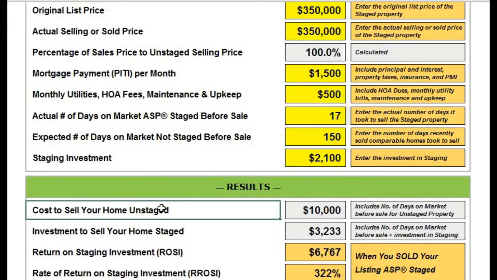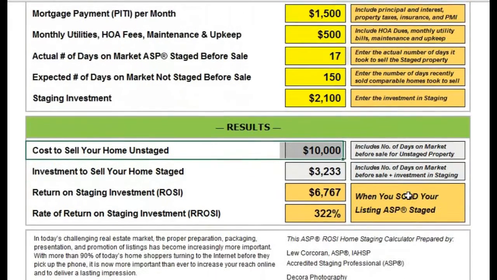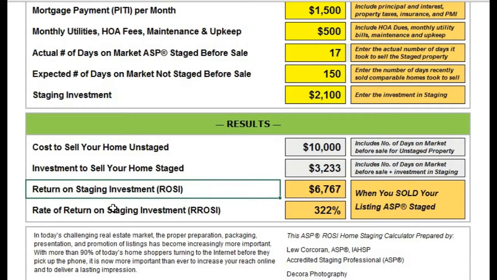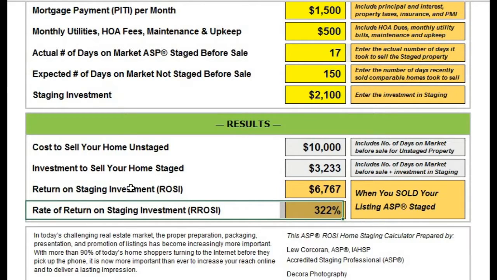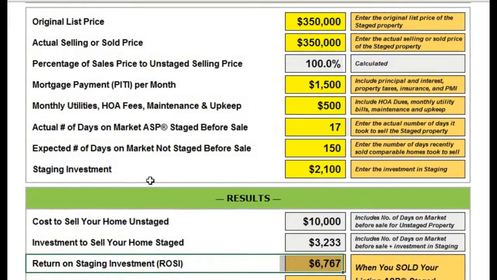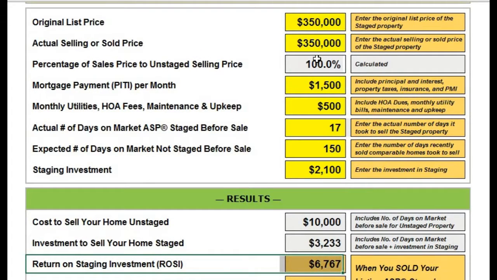You can now see that the cost to sell the home unstaged is now $10,000. Investment to sell the home staged is $3,200. Rate of return on staging investment is 322%, and the return on staging investment is almost $6,800. And finally, let's apply this to a buyer's market. In a buyer's market, remember, houses will typically sell for less than asking price, even if they're staged.